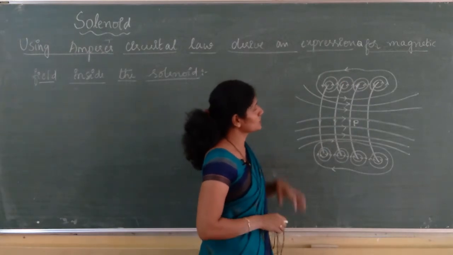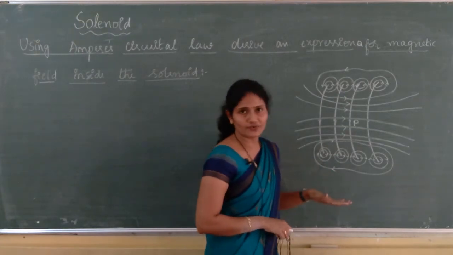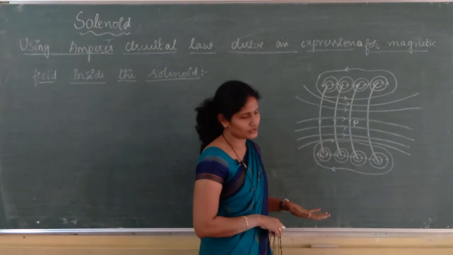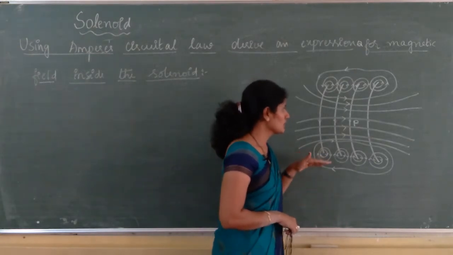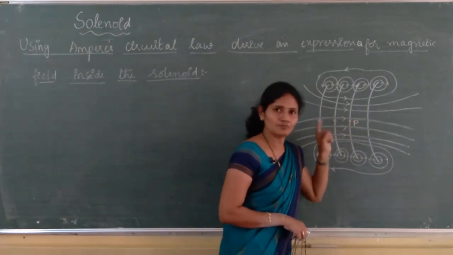We know that outside the solenoid the magnetic field B is 0. On the surface, the magnetic field due to the neighboring turns cancel with each other. So B vanishes, and we have the magnetic field only inside the solenoid.